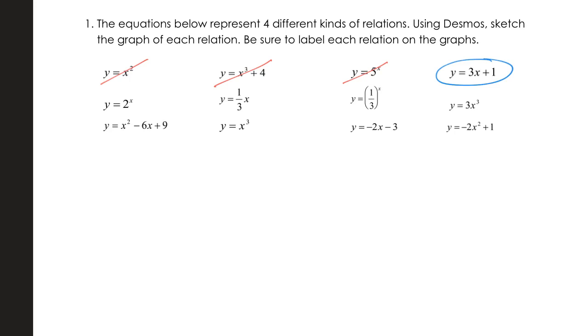How do you feel about y equals 2x to the exponent x? What about y equals 1/3 x? What about y equals 1/3 to the exponent x? What about 3x? And so on. So I'm going to ask you to pause the video now and work your way through that whole list of relations on Desmos.